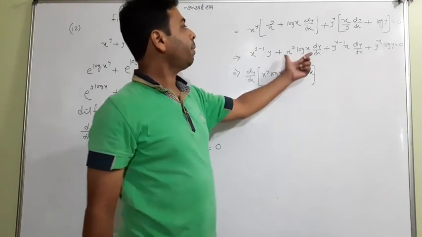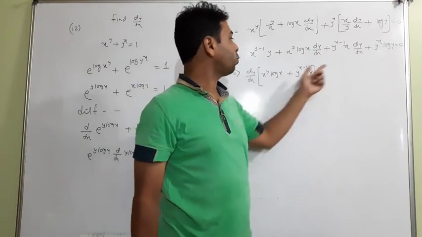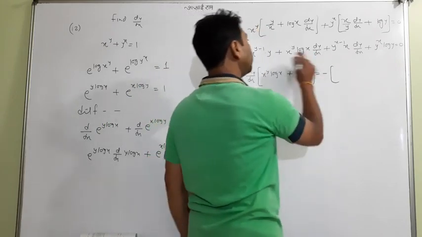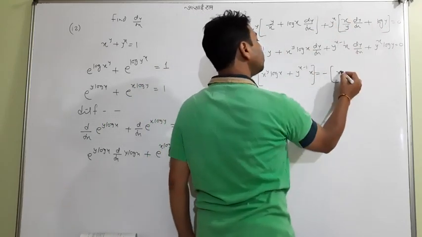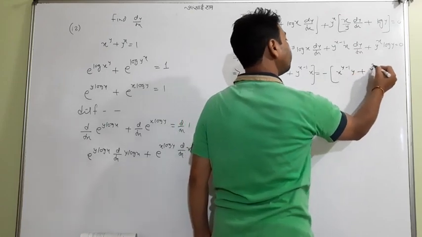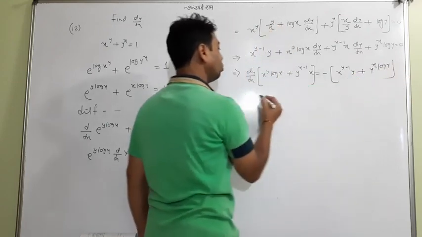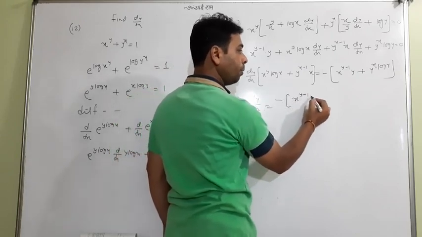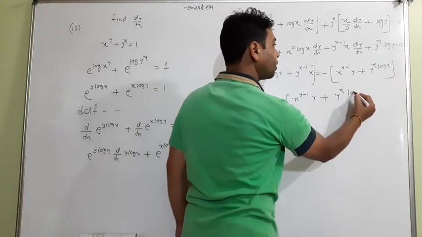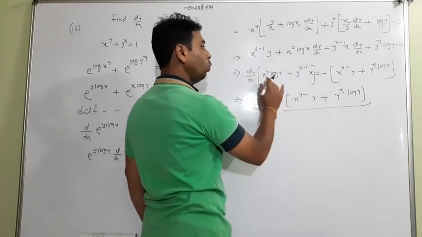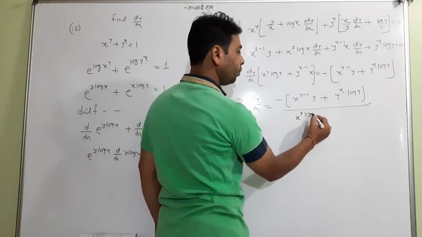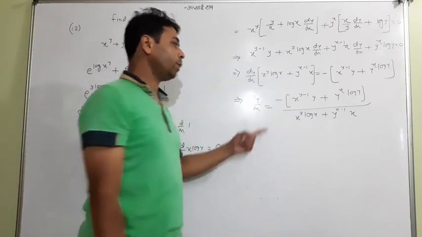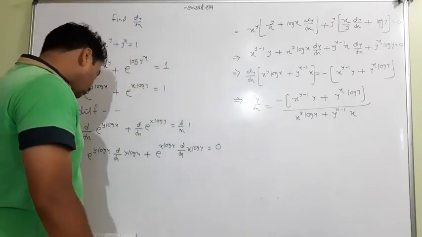You know dy by dx, this and this contain dy by dx. I took out common dy by dx. The rest of the things I have already written, and the two portions, this and this, I transfer to that side: x to the power y minus 1 y plus y to the power x log y remaining here. And what to do next, you know it. dy by dx will be minus of x to the power y minus y to the power x log y upon this whole, which will come downside. Whatever answer is in front of you is the answer of the question.